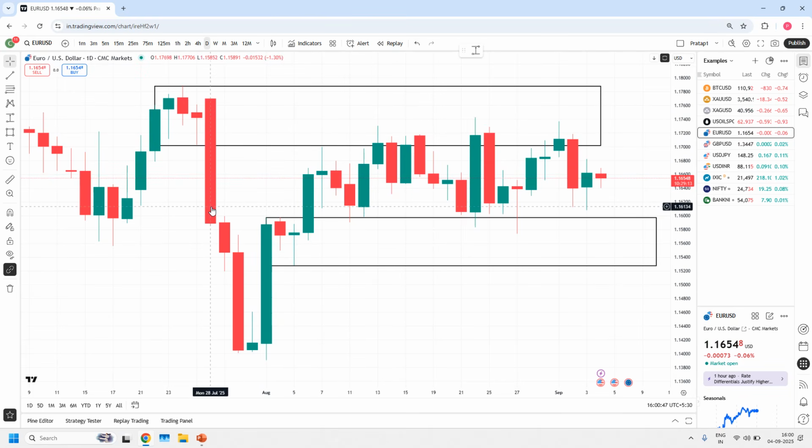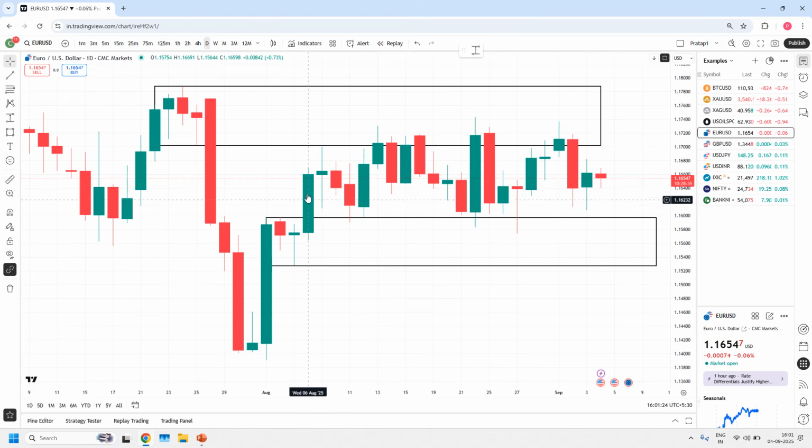Imbalance is the confirmation for institutional participation. But where institutional orders are available, they are available within this balanced area. That's why we call these balanced areas either demand zone or supply zone. If the imbalance is a red color candle, it is a supply zone. If the imbalance is a green color candle, it is a demand zone.